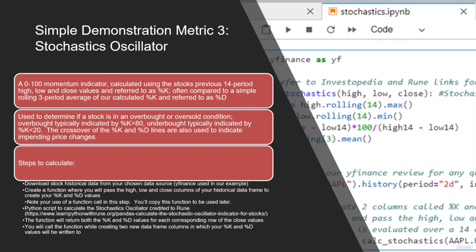For our third and final metric, we will be calculating the stochastics oscillator. This is another 0 to 100 momentum oscillator that is calculated utilizing more than just a close this time. So we're going to be using our high, low, and close values from our data frame to create our %K value, and then taking a simple 3-period moving average to calculate our %D.